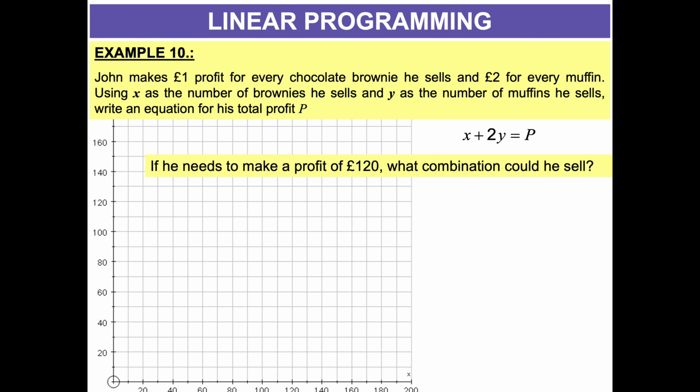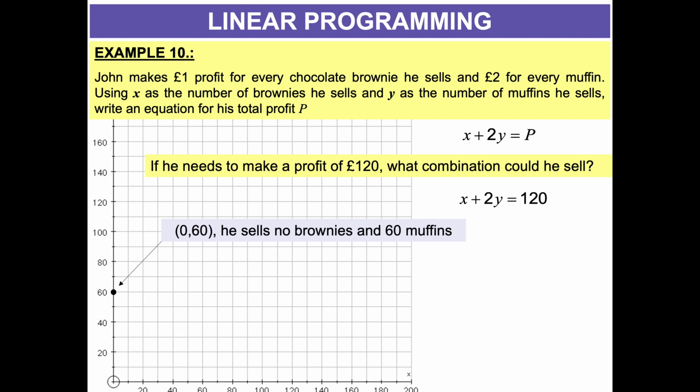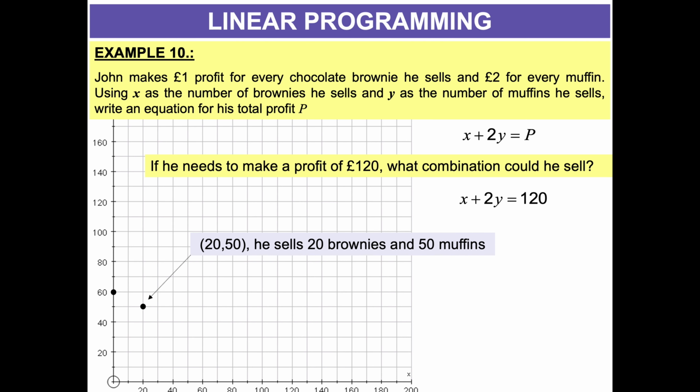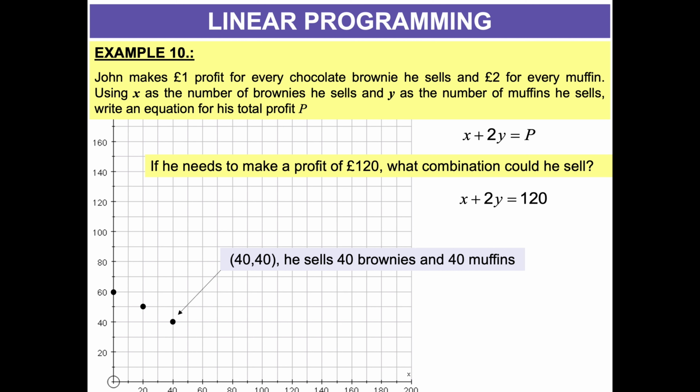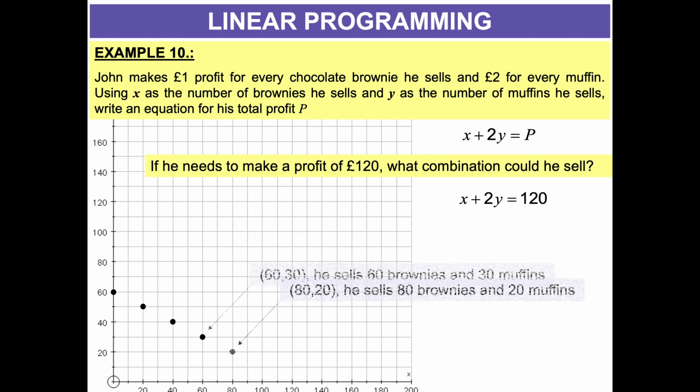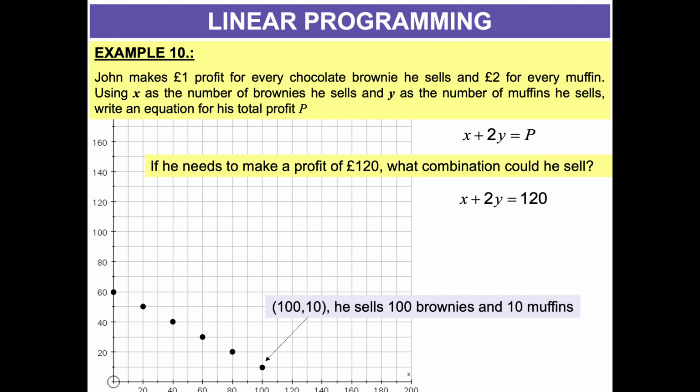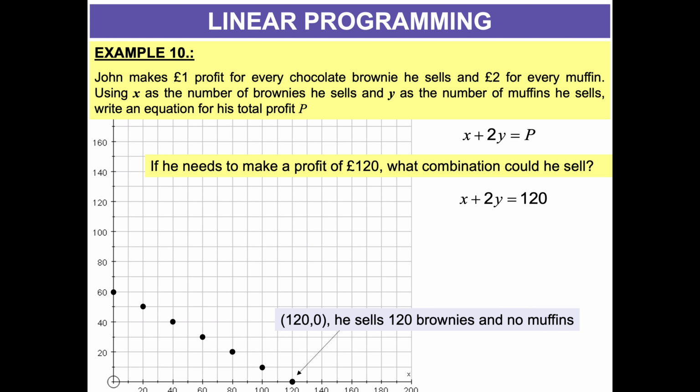Now the question is, if he needs to make a profit of £120, what combination could he sell? There are many combinations that will satisfy this equation. One of them is 0 brownies and 60 muffins, or 20 brownies and 50 muffins, 40 and 40, 60 brownies and 30 muffins, and so on. All of these points lie on this line, x plus 2y equals 120.